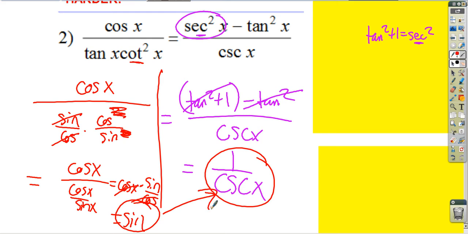So that was a good example of changing the right side. We got stuck, we didn't know where to go. We went back to the left side and tried to make them meet in the middle. And that's how it works.